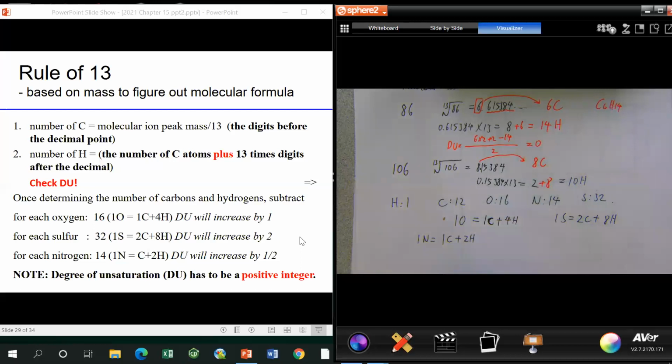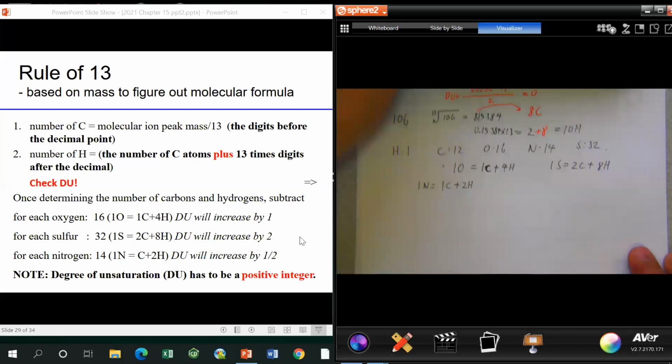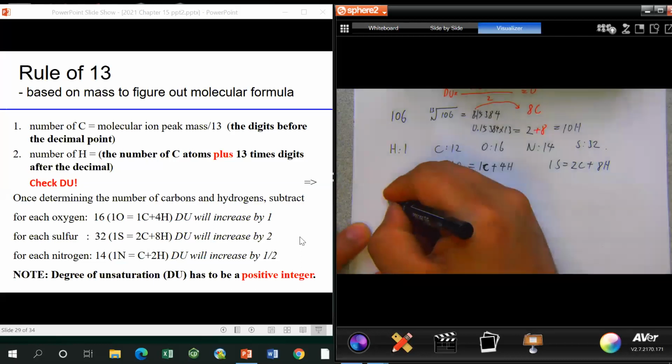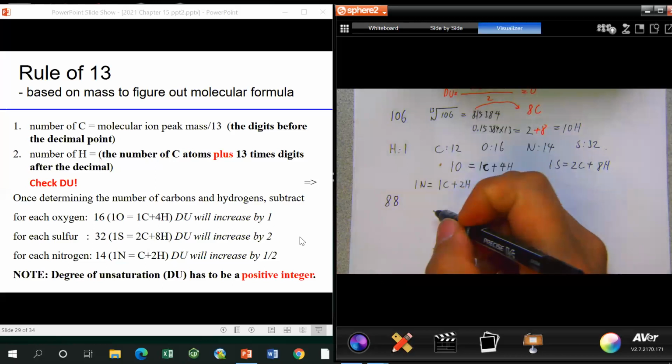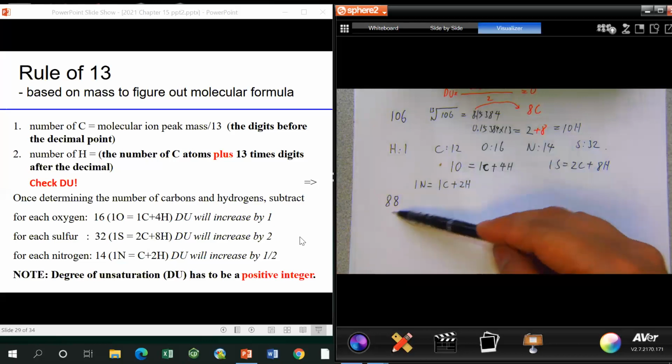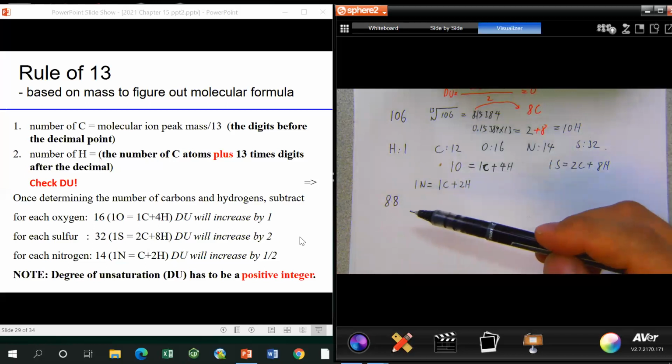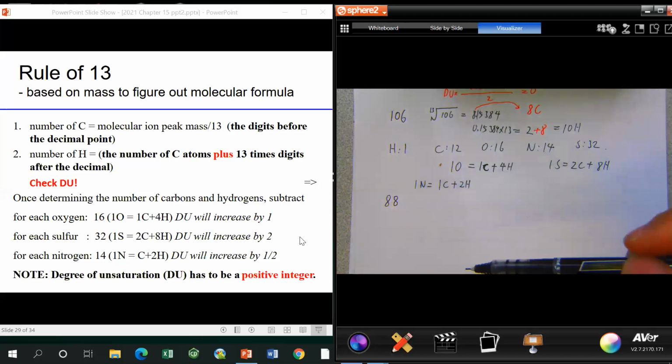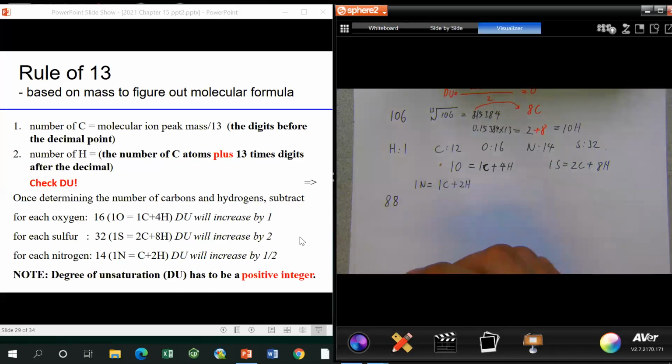Now we do a practice. Try the mass equal to 88. How many carbon and how many hydrogen can be generated from a mass equal to 88? Apply the rule of 13. After you're done, please also calculate the DO number. Take a try. Apply rule 13 to 88. What's the formula for this molecule, and what's the DO number for this one?